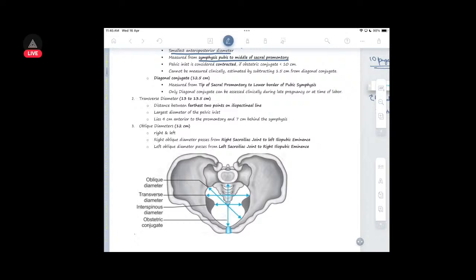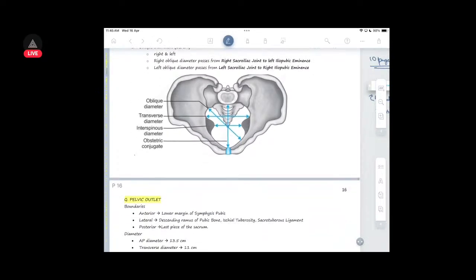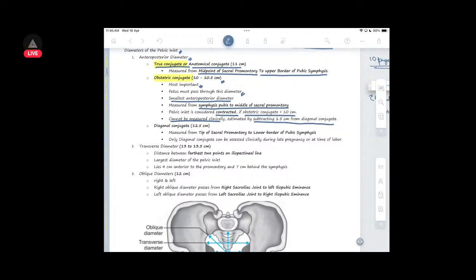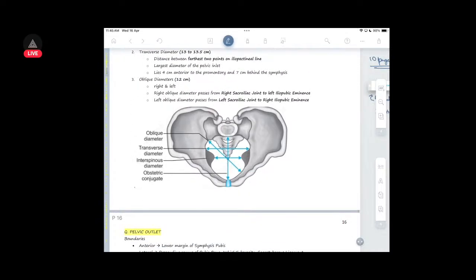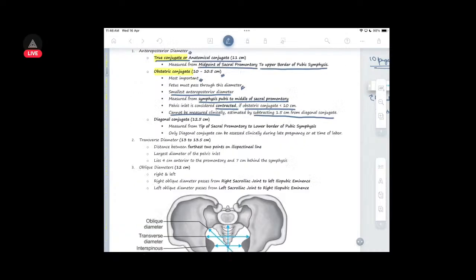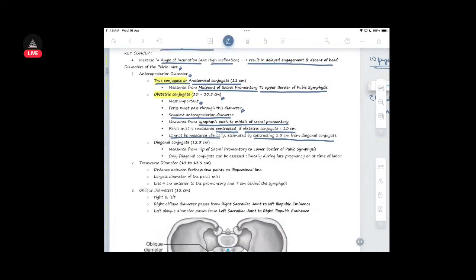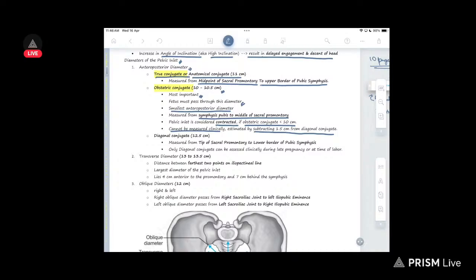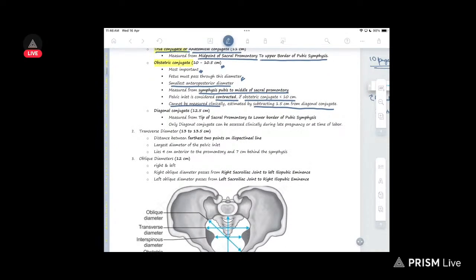The pelvic inlet is considered contracted if the obstetric conjugate is less than 10 cm. It cannot be measured clinically; it is estimated by subtracting 1.5 from the diagonal conjugate. First of all you need the true conjugate, from the midpoint of the sacral promontory to the upper border of the pubic symphysis. The obstetric conjugate is estimated by subtracting 1.5 from the diagonal conjugate. The diagonal conjugate is measured from the tip of the sacral promontory to the lower border of the pubic symphysis.